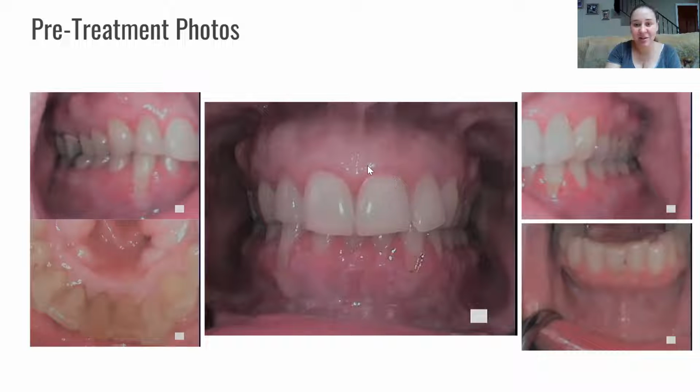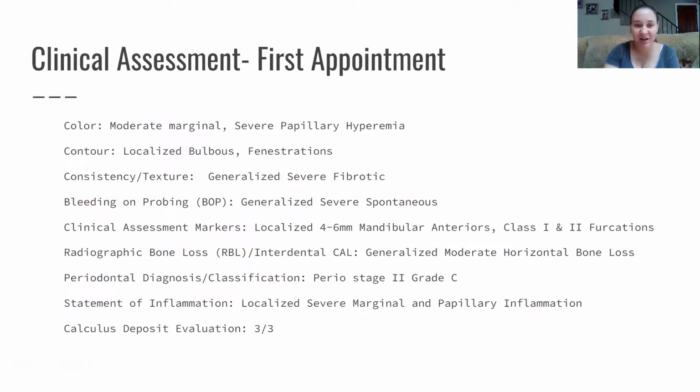These are my pre-treatment photos. As you can see, there's definitely marginal erythema. There's some accelerated recession along these mandibular anteriors, as well as some hyperkeratosis and nicotinic stomatitis from their tobacco use. They had maxillary exostoses and mandibular tori. And this is what we started with. These are some of my tissue statements from our first appointment, which we'll go through, but it's all summarized right here.